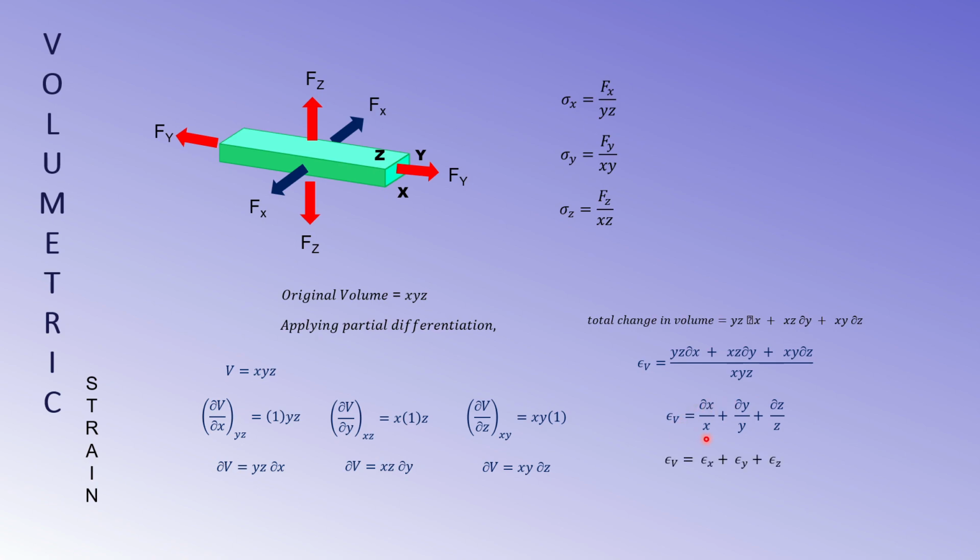We know that the changes over original is actually equal to the strain in that respective direction, x, y, and z. So delta z over z, you have epsilon z. Delta y over y, you have epsilon y. Delta x over x, you have epsilon x.